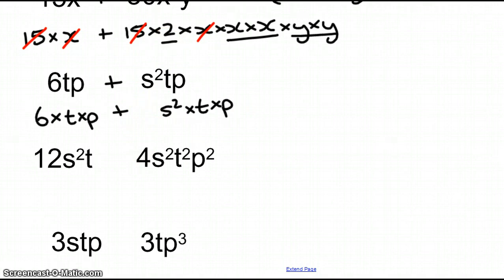And let's have a look what's in both. Well, there's a t in both, so that's going to go outside, and there's a p in both, so that's going to go outside. And what we're left with, we've got a 6 plus s squared.